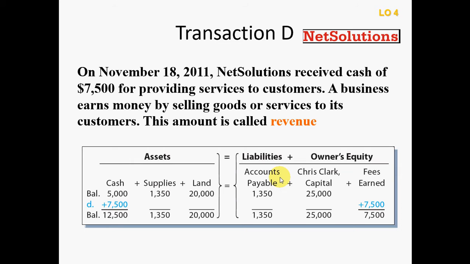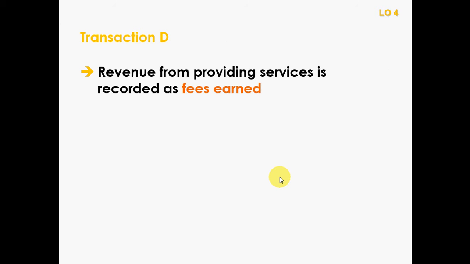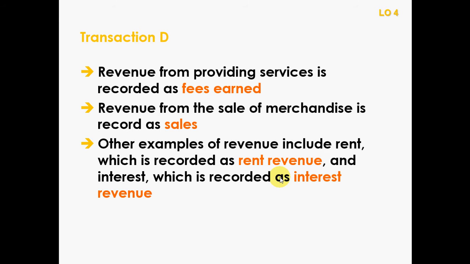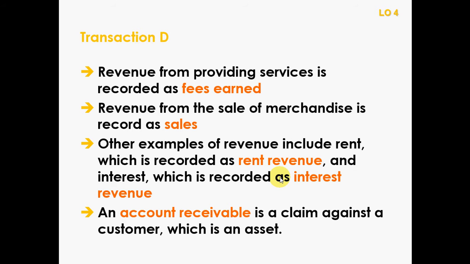Revenue from providing services is recorded as fee earned. Revenue from sales of merchandise is recorded as sales. Other examples of revenue include rent, which is recorded as rent revenue, and interest, which is recorded as interest revenue. An account receivable is a claim against a customer, which is an asset. When you sell something not on cash, you're selling it on credit. That means you are not receiving anything from your customer now, but the amount you're going to receive in future. So that is account receivable.